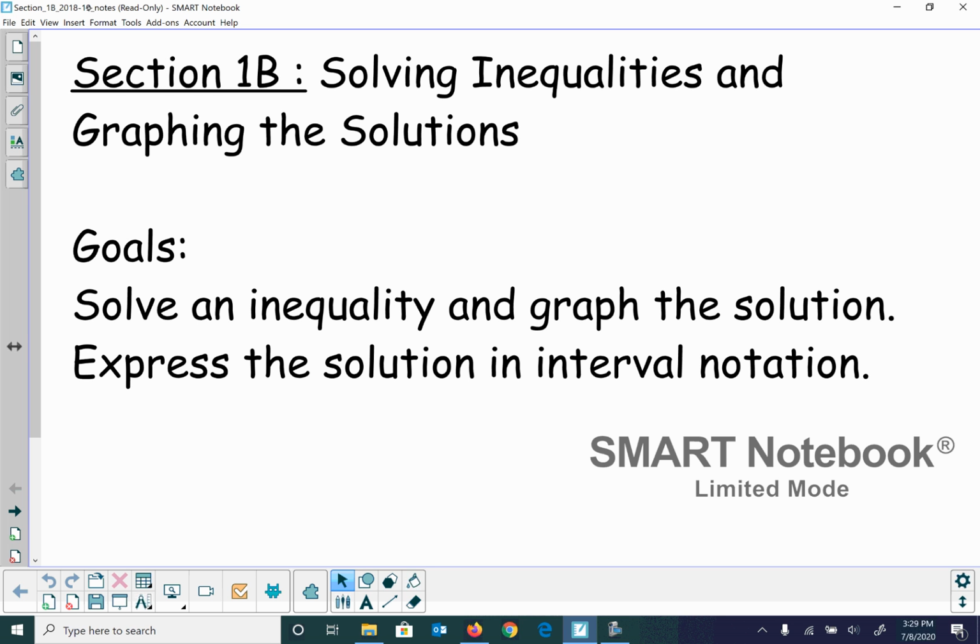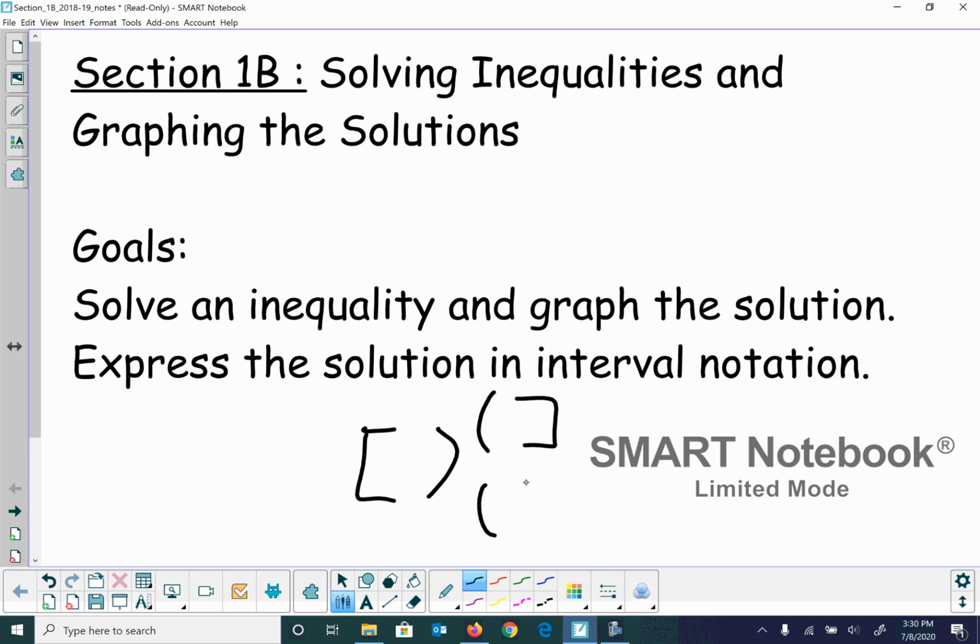We're going to be solving inequalities, remembering greater than, less than, and things like that, and graphing the solutions. We're going to solve and graph the inequality and express the solution in interval notation. Interval notation is when we use, say, a square bracket or a rounded bracket, or it could be like this, or like this. And you're like, what does that mean? We'll see. Let's take a look.